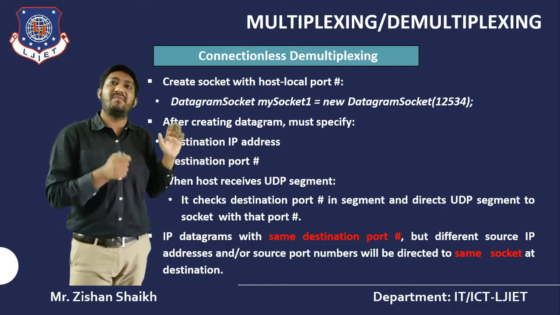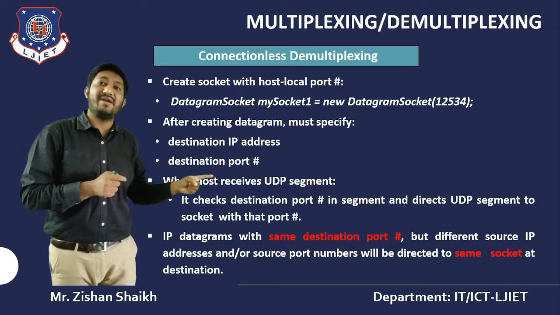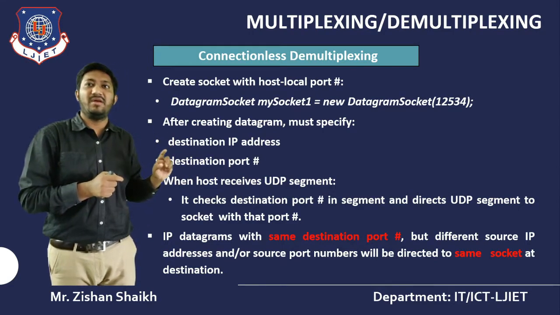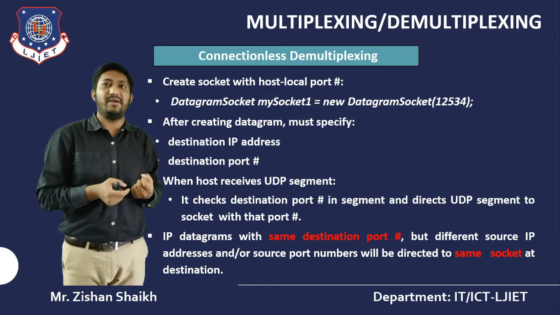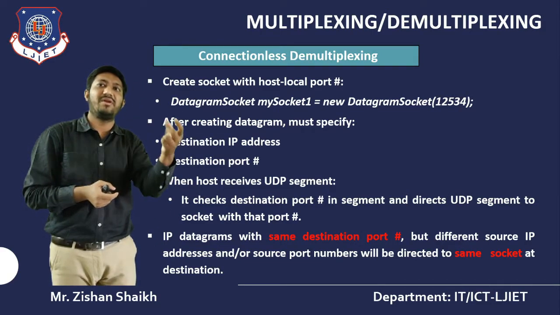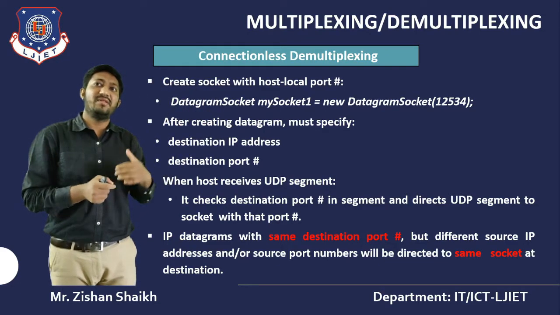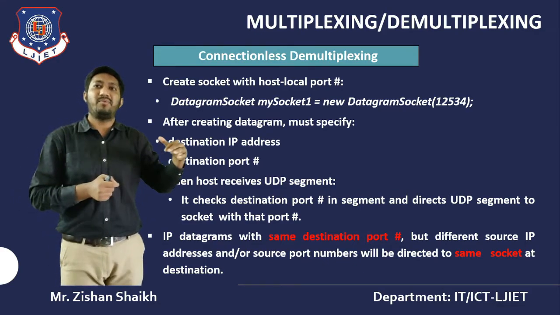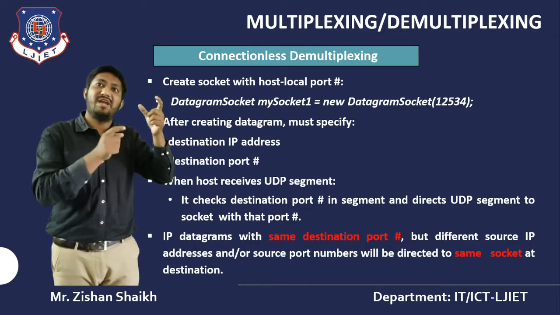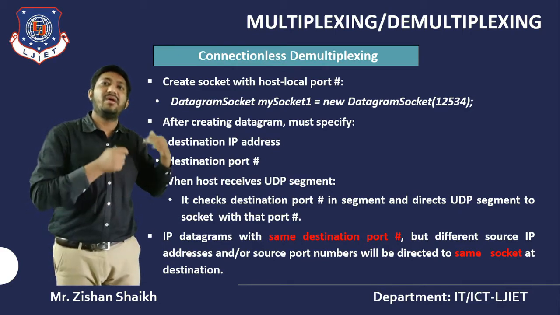After creating my datagram, we must understand what my destination address and destination port number are. Without this port number, we cannot send the data. When the host receives the UDP segment, it checks the destination port first, to see for which particular port the sender is sending the data, because the receiver has multiple processes working. So it will check the port number. If that port number matches, then it will process it and give the response.